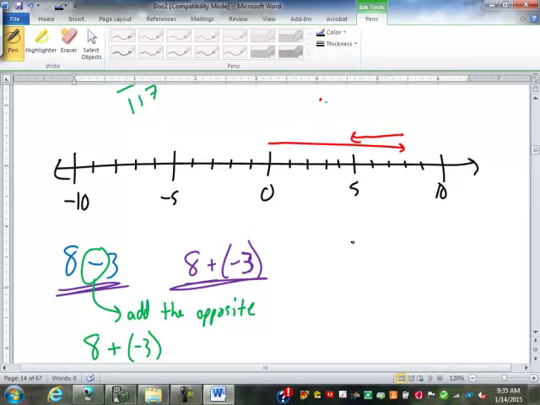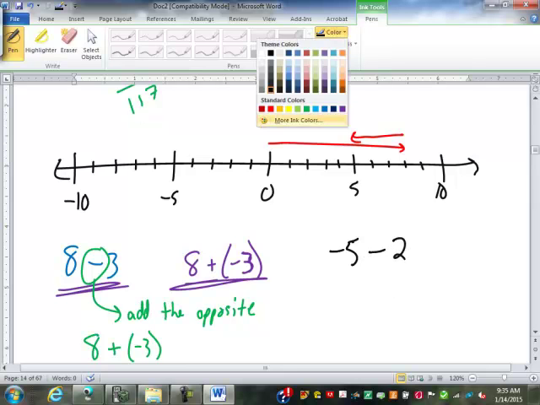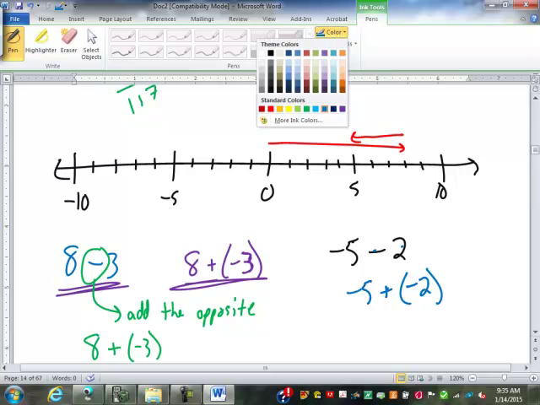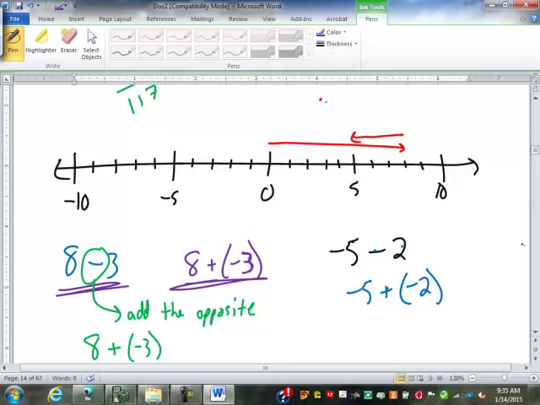So if we see a negative 5 minus 2, what that really means is negative 5 plus, what's the opposite of 2? Negative 2. Subtracting a positive 2 is the same as adding a negative 2. So now that we've changed it to addition, we can go back to our arrows. Here's 0. Negative 5 goes that way. Negative 2 goes the same way. Our answer is negative. Do we add or subtract? The arrows go the same direction or the opposite directions? Same, so we're going to add. 5 and 2 make 7.